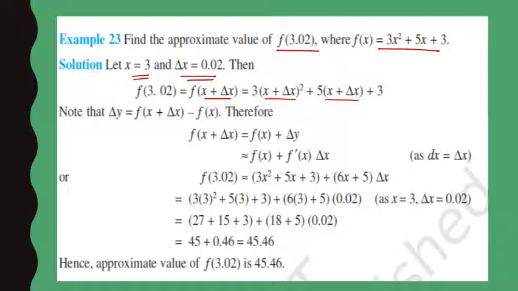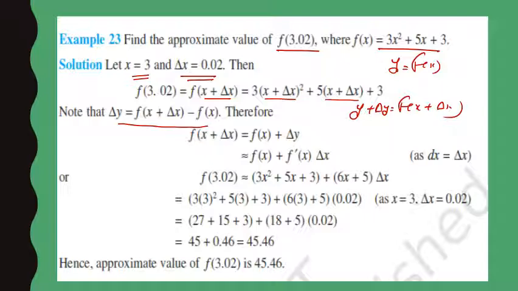And you know y is equal to f of x, and y plus delta y is equal to f of x plus delta x. So delta y is equal to f of x plus delta x minus f of x. Okay. So f of x plus delta x is f of x plus delta y.